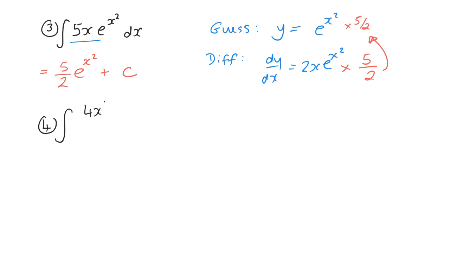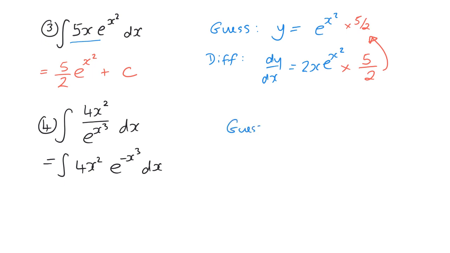So 4x squared over e to the x cubed. Well, before I do any sort of guessing, the first thing I'm going to do is bring up the exponential to the top. So it's e to the power of minus x cubed. So again, it's exponential. Our guess is going to be y equals e to the power of minus x cubed.